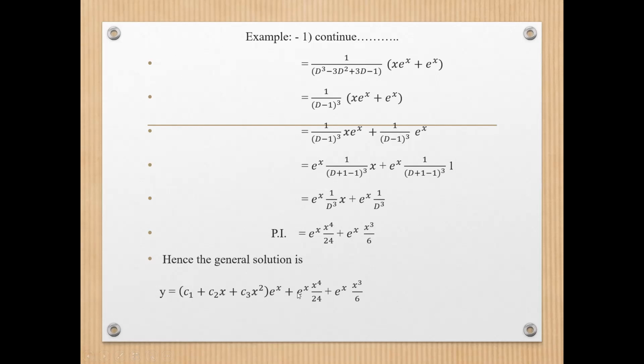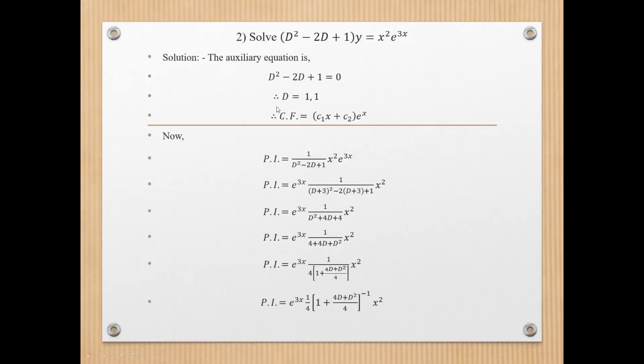So y is equal to, this is the complementary function, c1 plus c2x plus c3x with e raised to x, plus the particular integral, and this is the particular integral. Okay, this is all about example number 1. Let us see one more example based on type number 4.